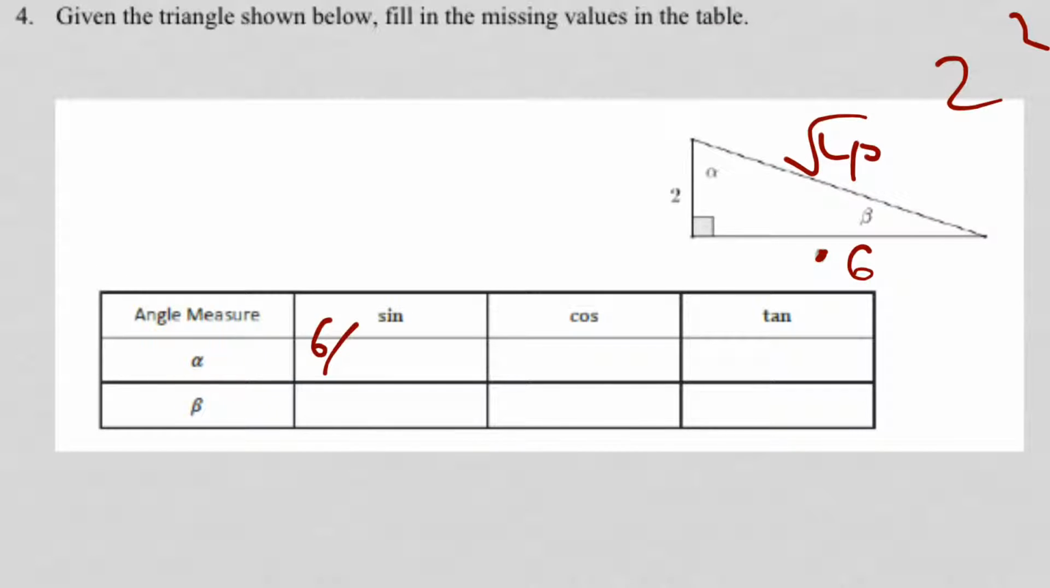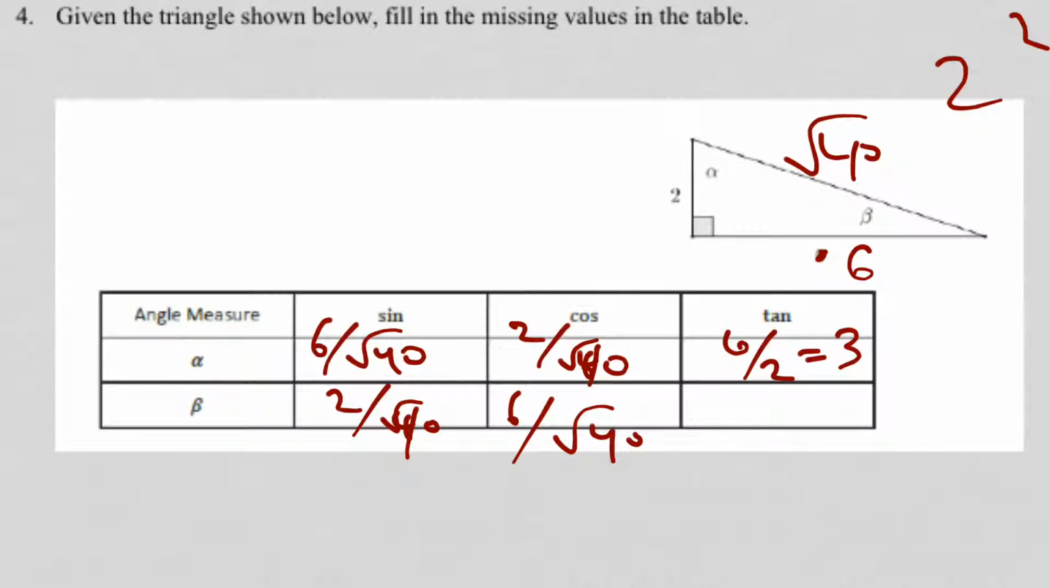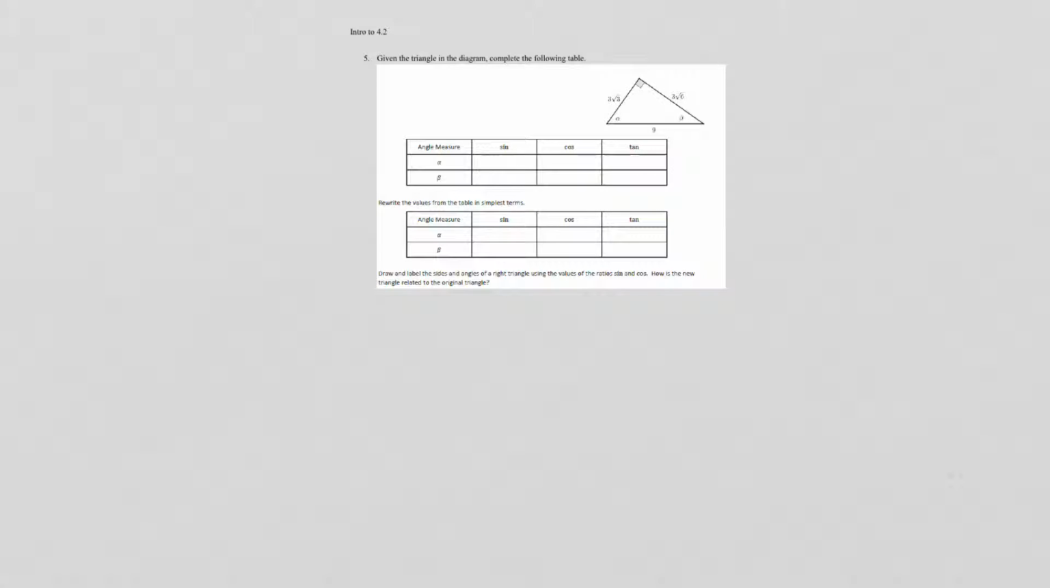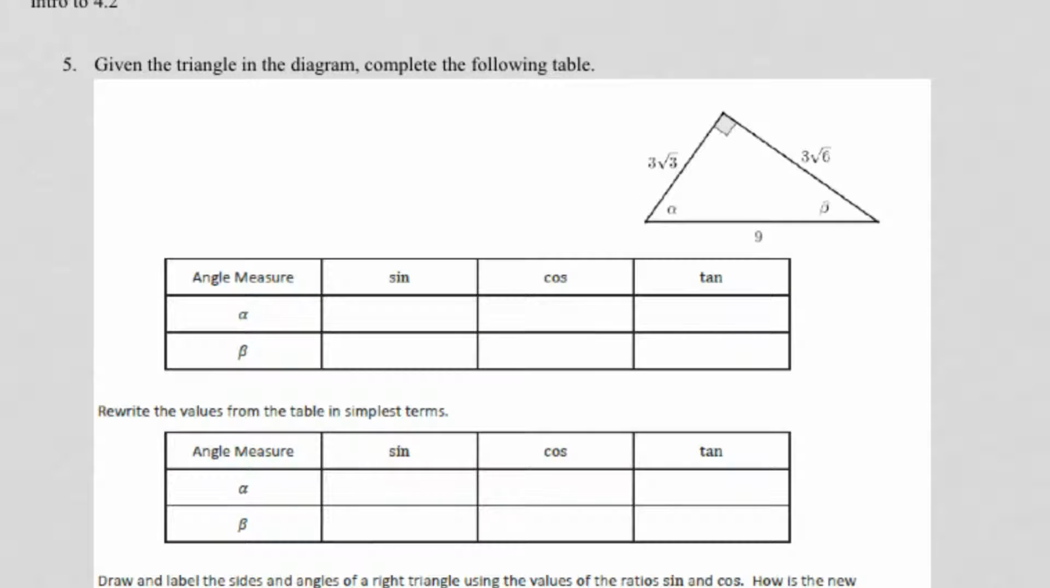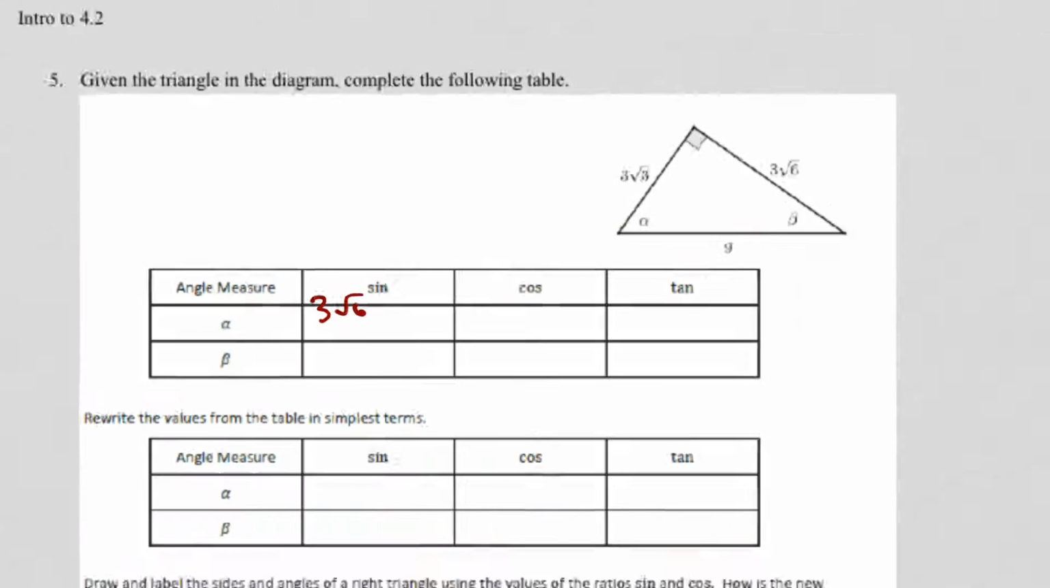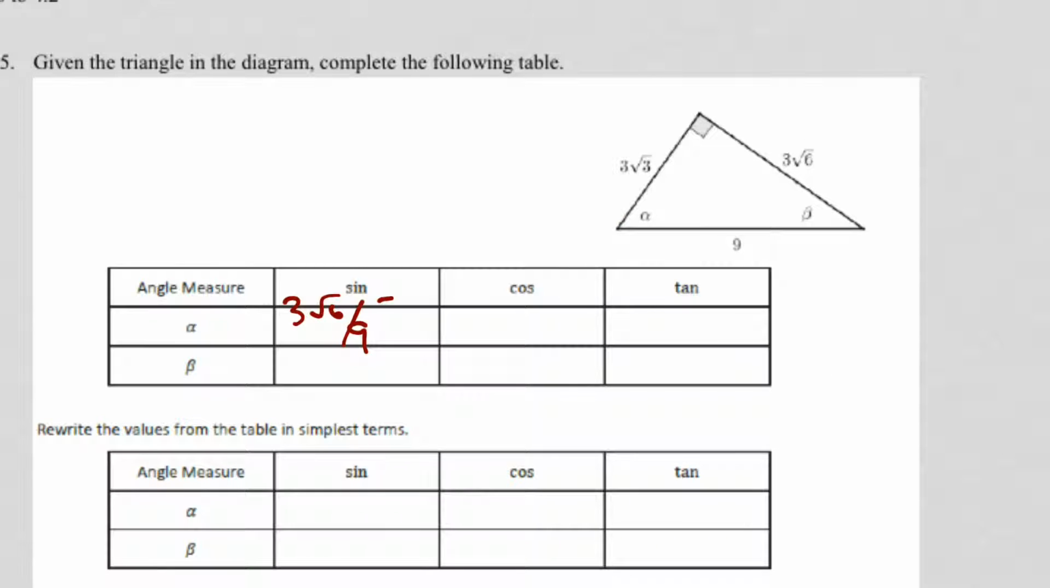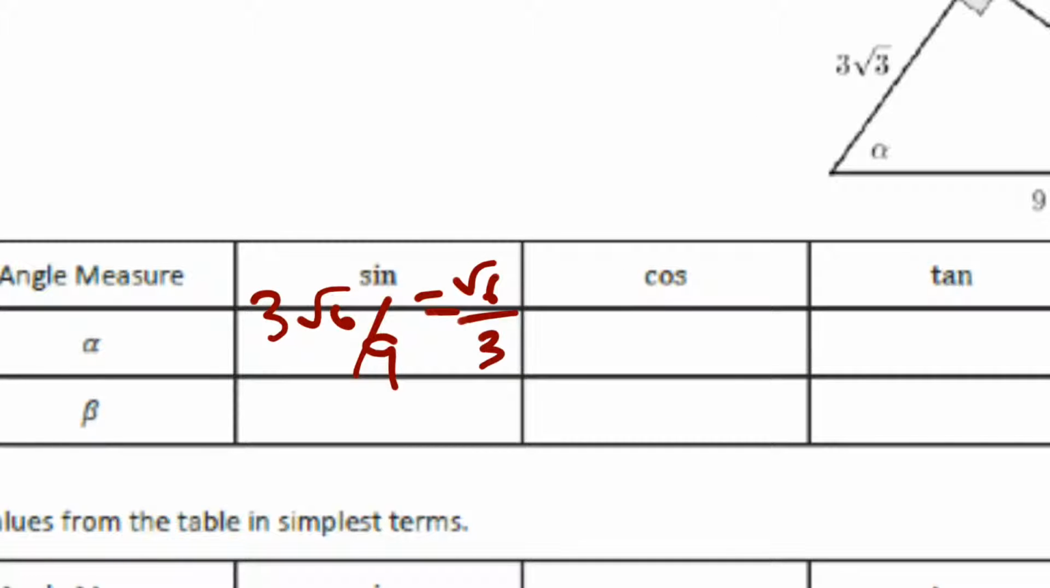Sine of alpha, cosine of alpha, and this thing, which is just 3. That should be a 40. Why did I put 60? That should be a 40. Oh, right, I forgot about this question. Sine of alpha, again, same thing. 3 root 6 over 9. Simplify that, becomes root 6 over 3.